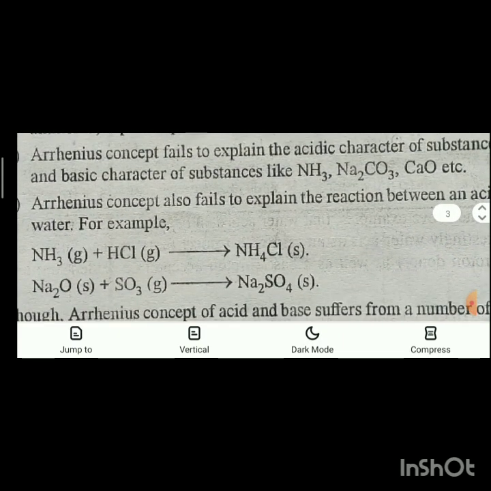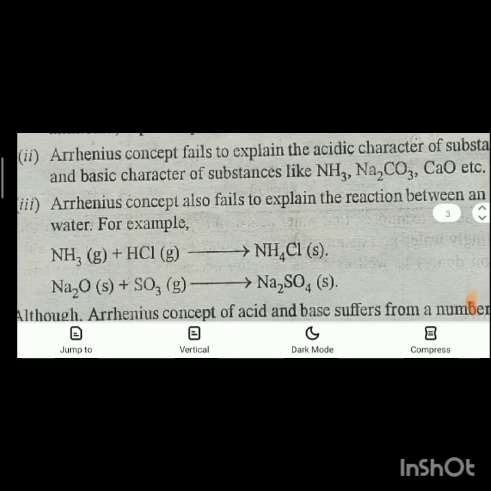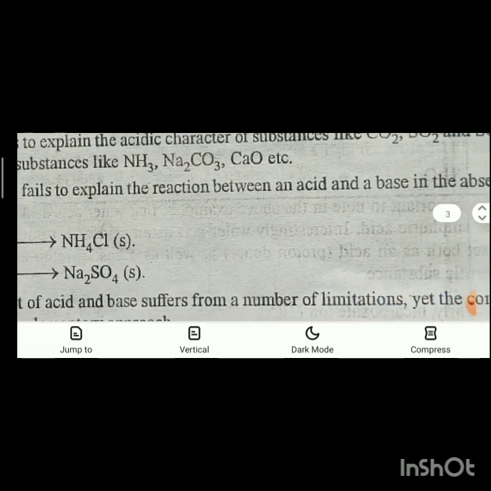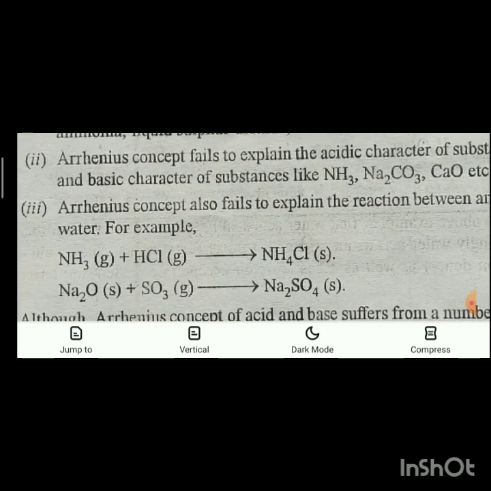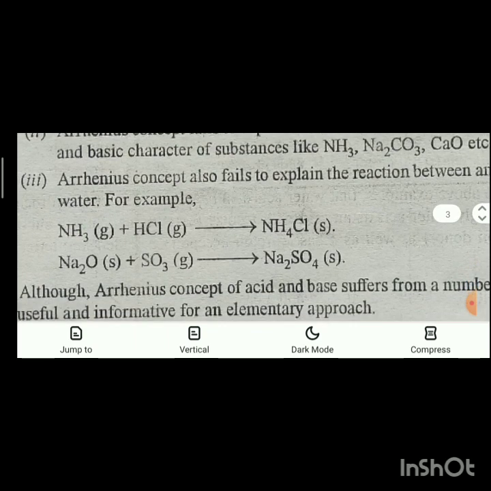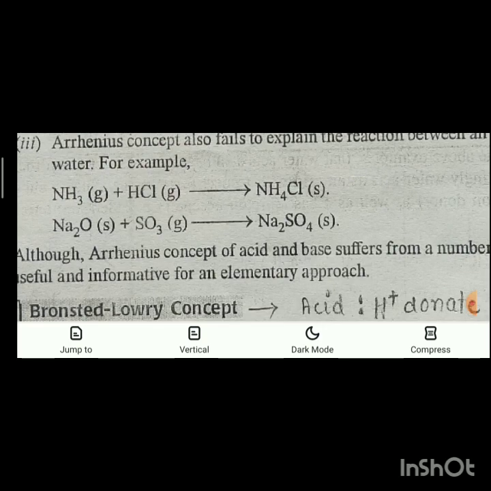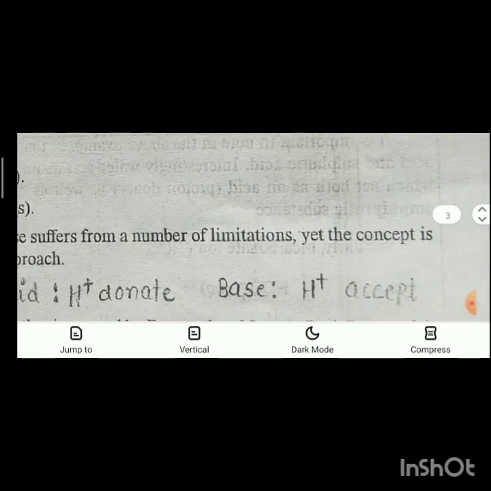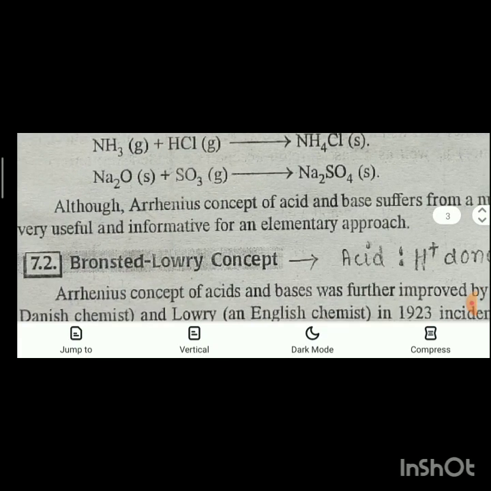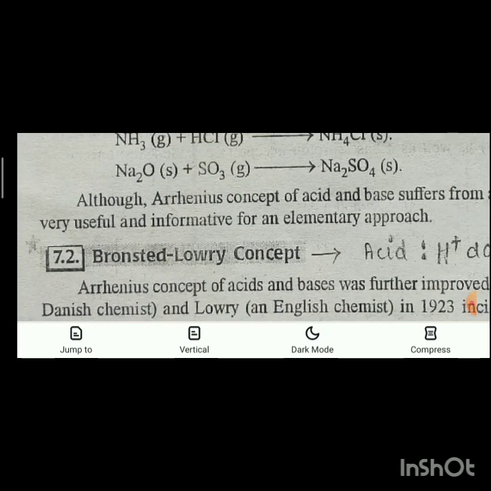Arrhenius concept fails to explain the acidic character of substances like CO2, SO2 and SO3, etc. and basic character of substances like NH3, Na2CO3, CaO, etc. Arrhenius concept also fails to explain the reaction between an acid and a base in the absence of water. For example, NH3 plus HCl to form NH4Cl solid, Na2O solid plus SO3 gaseous to form Na2SO4 solid. NH3 and HCl taken are all in gaseous state. Although Arrhenius concept of acid and base suffers from a number of limitations, yet the concept is very useful and informative for an elementary approach.